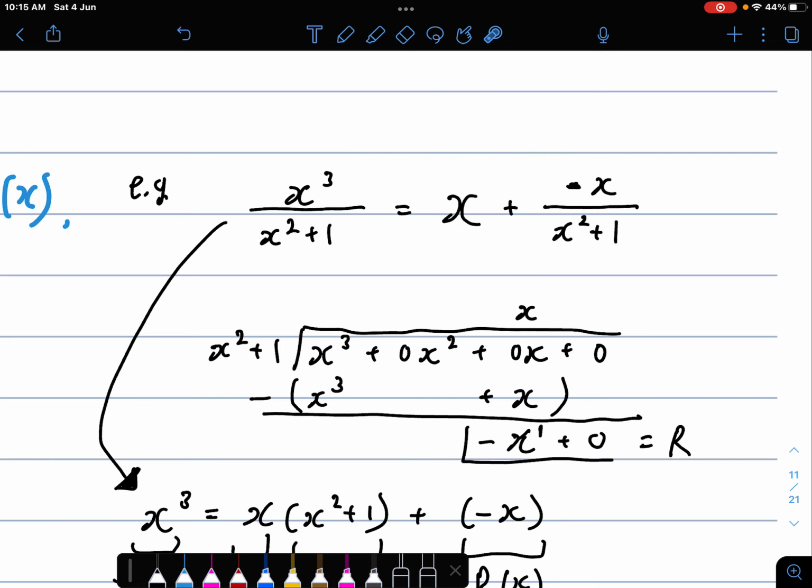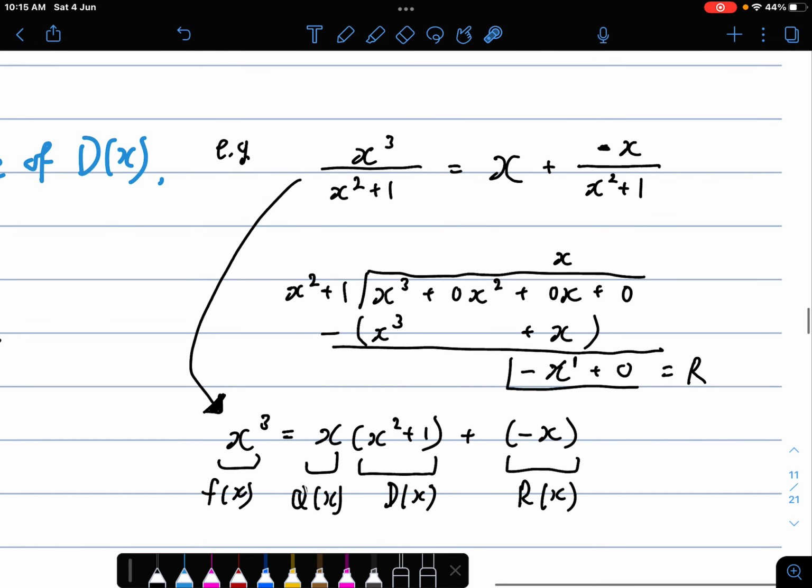So the main point here is that the dividend divided by the divisor gives you the quotient plus the remainder divided by the divisor. You can now multiply left and right by x squared plus 1. You're left with x cubed equals x times x squared plus 1, plus negative x, which is your f of x equals q of x times d of x plus r of x.